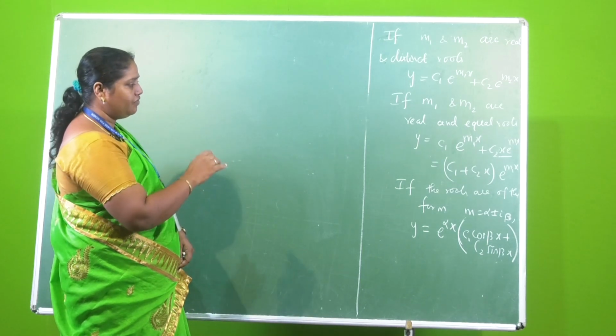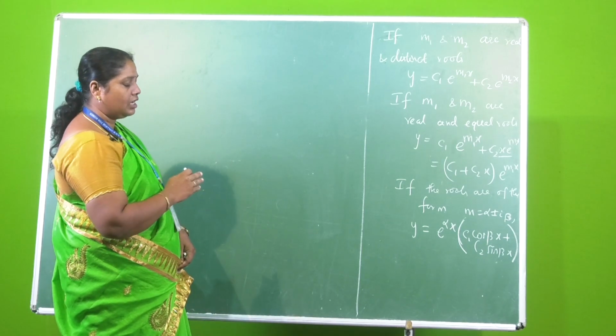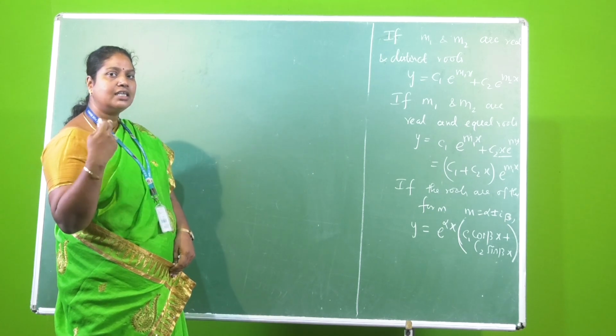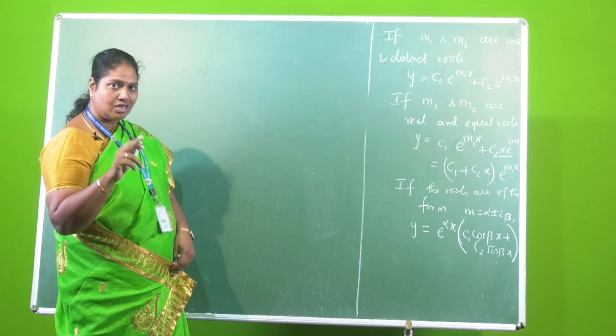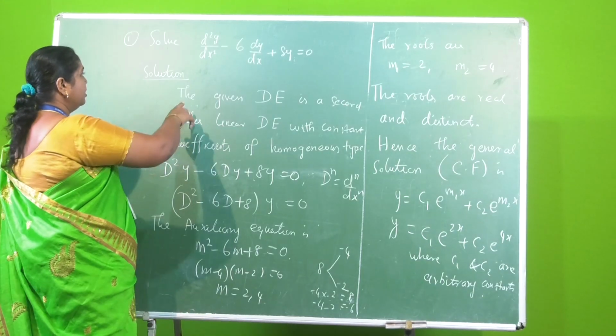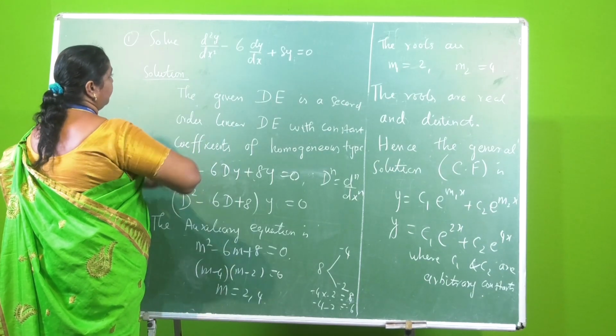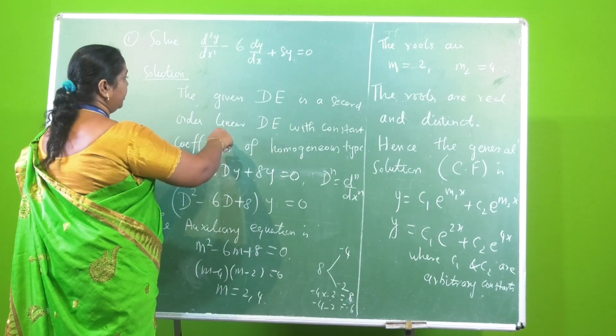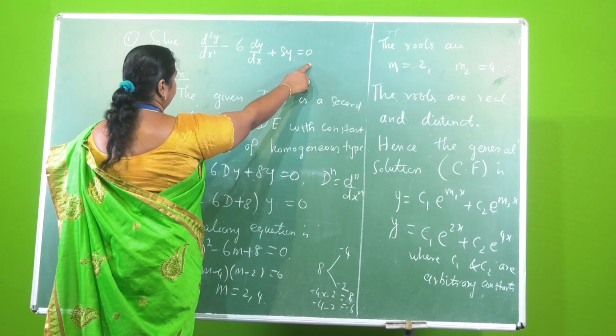So if you are very well aware of these formulas, then we can easily solve second order linear differential equations with constant coefficients of homogeneous type. So today we are going to solve this problem: d square y by dx square minus 6 dy by dx plus 8y equal to 0.